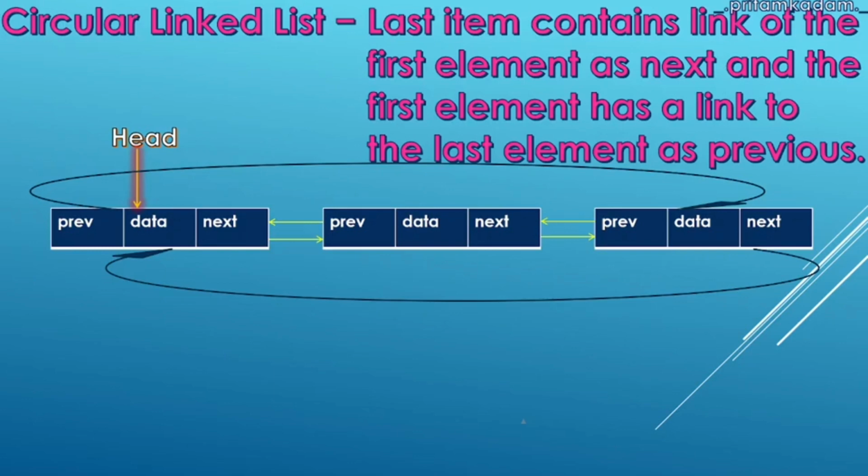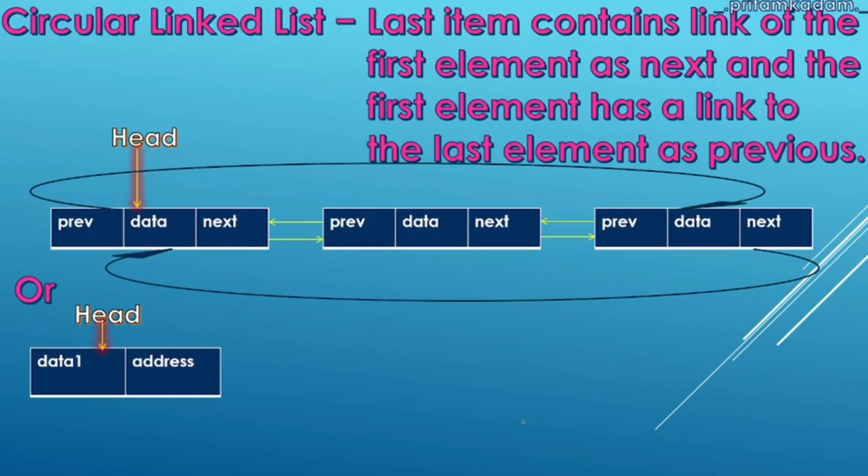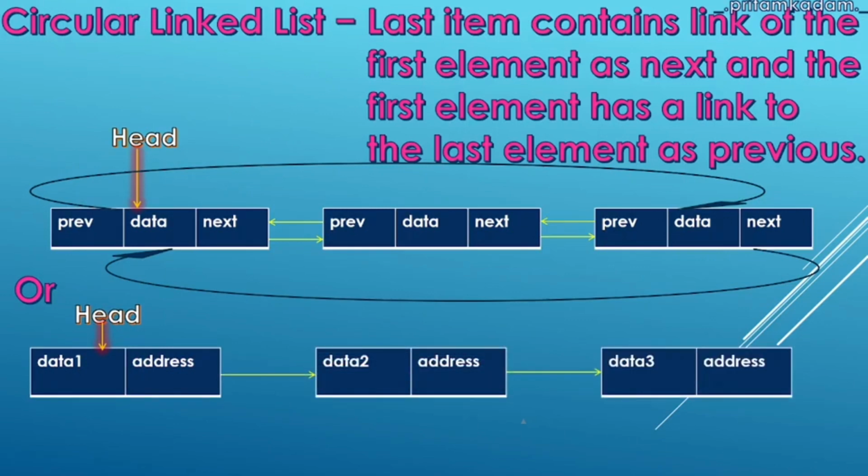Now this is a circular linked list. Okay, if we have to make a circular linked list by using a single linked list, so there is another part. This is the head, this one will be pointing to the next one, this next one. Now the last address will be pointing to the first one. This is also a circular linked list.